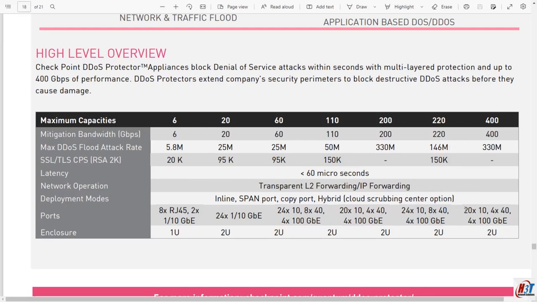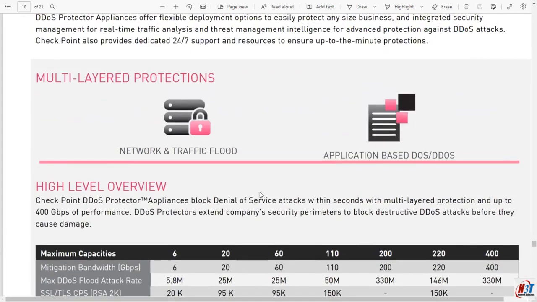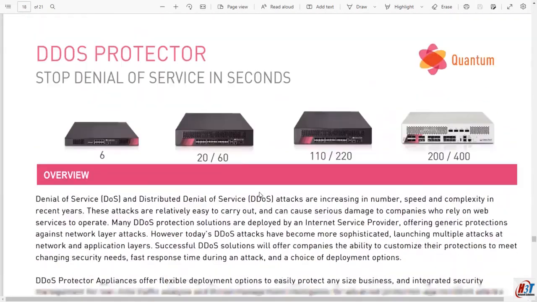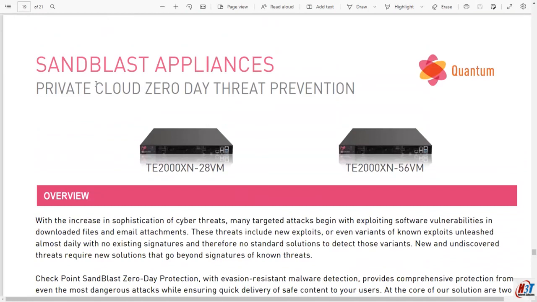And then on 400 you get 20 into 10 GB ports. Then you have 4 into 40 GB ports and 4 into 100 GB ports. Now the enclosure that you get is 1U for the 6 model, and apart from that all others get a 2U enclosure. So that was the DDoS protector from Checkpoint.